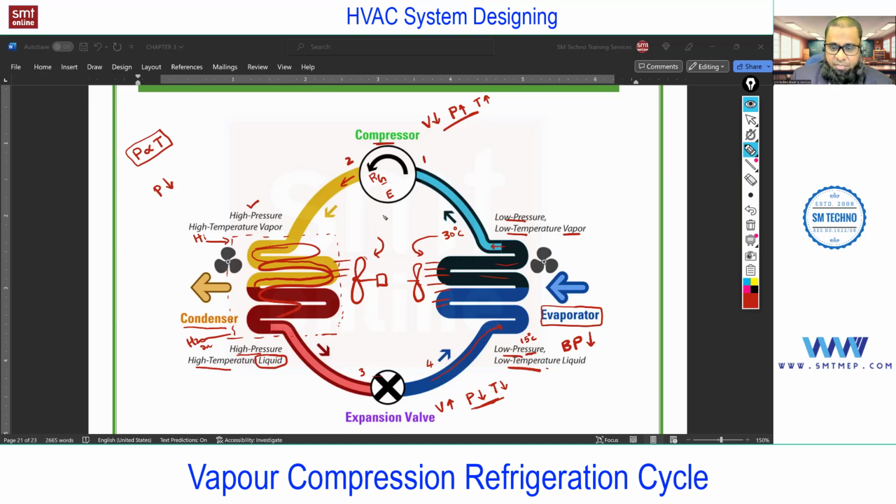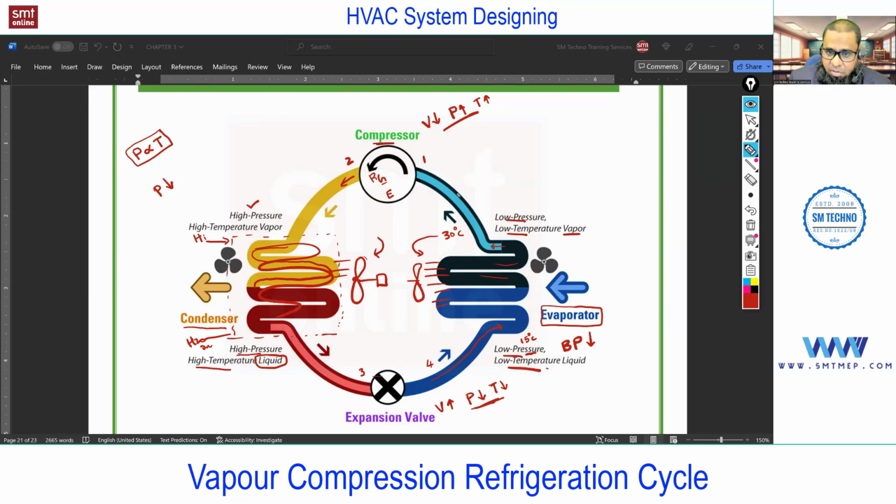In this way we get the cooling effect, and you can utilize this cooling effect for different applications. Based on different applications, we call them different systems. Further, if you talk about air conditioning, in that also you'll find different systems, like DX system, chilled water system, or air system, etc. We'll discuss that in chapter 5.